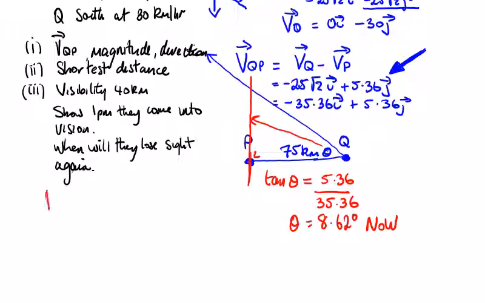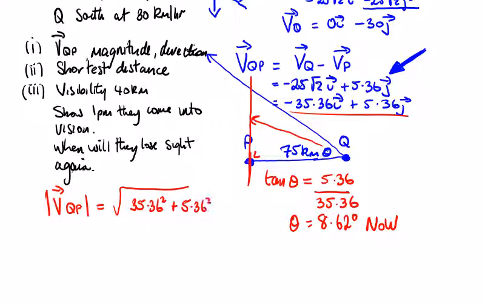And so the magnitude of the velocity of Q relative to P is the square root of these guys, 35.36 squared plus 5.36 squared, and that gives me 35.76 kilometers an hour.